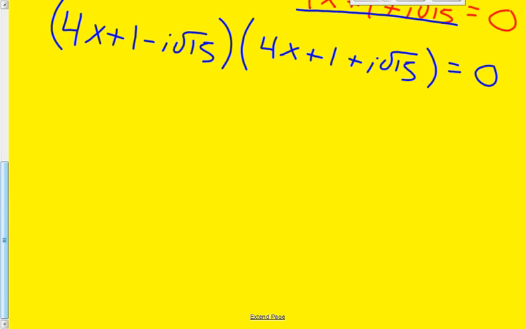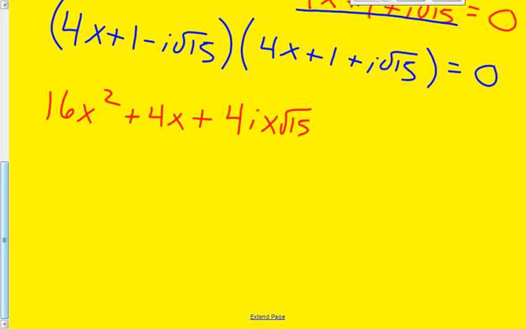4x times 4x is 16x squared. 4x times 1 is a positive 4x. 4x times i square root 15 is, as ugly as this might be, 4ix root 15. Next term, this positive 1 times the whole trinomial: plus 4x plus 1 plus i square root 15. I'm running out of room. Hopefully you guys still have room left.